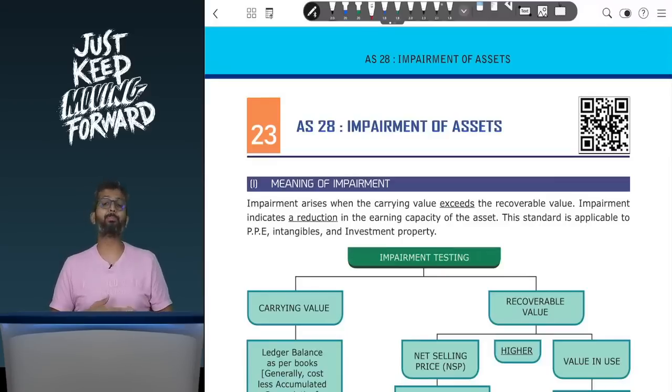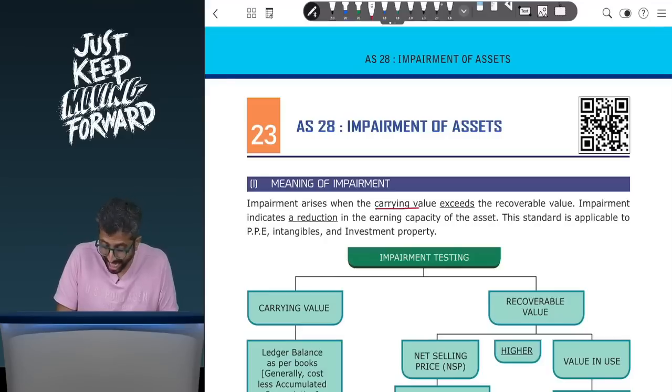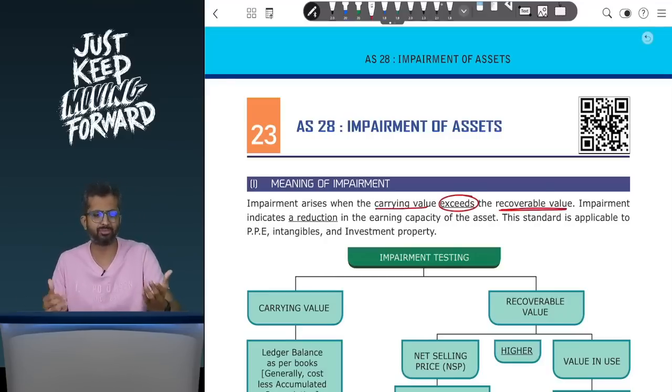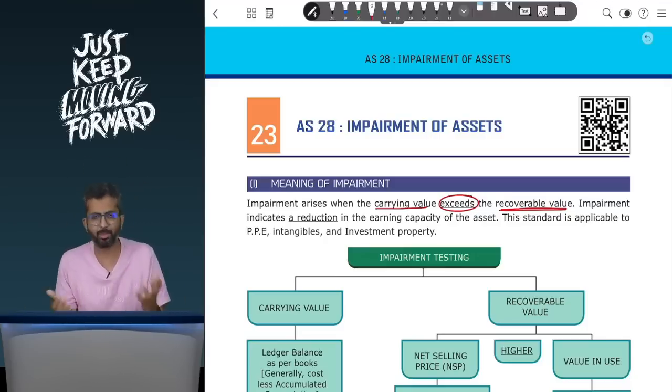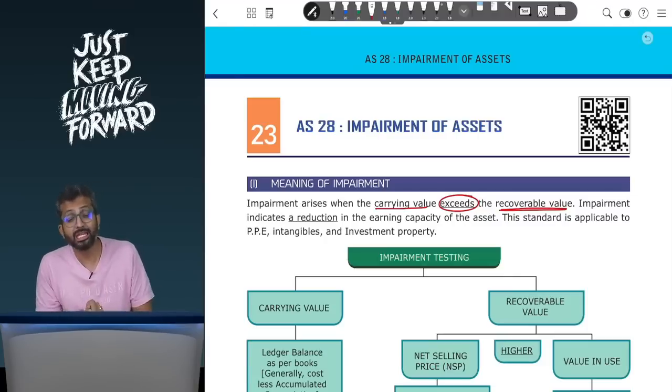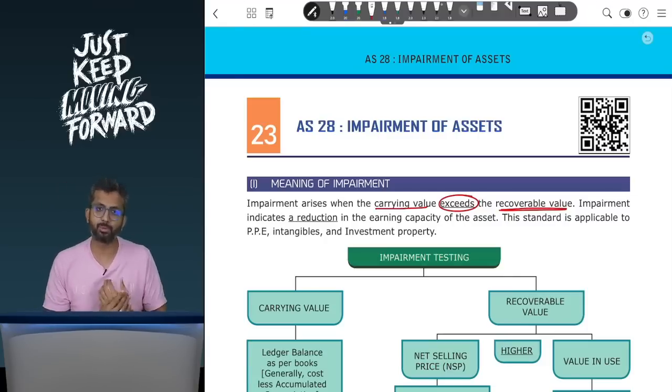So what does impairment indicate? Impairment refers to a reduction in the earning capability of the asset. Impairment arises when the carrying value exceeds the recoverable value. How do you calculate carrying value? Carrying value is the ledger balance: your cost less accumulated depreciation and impairment, if any, will give you the carrying value.